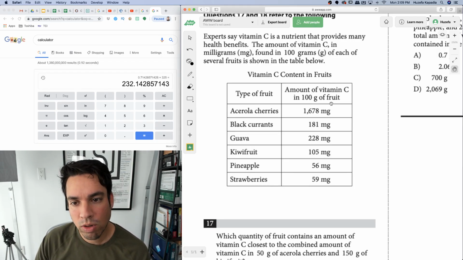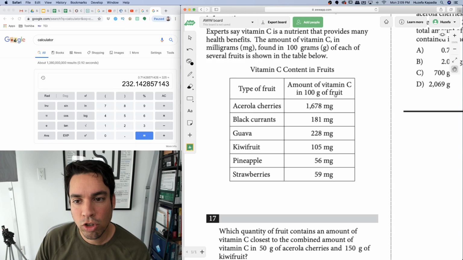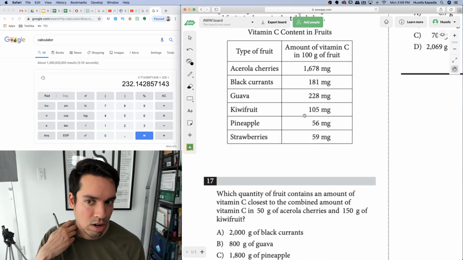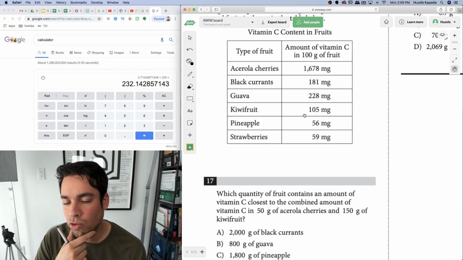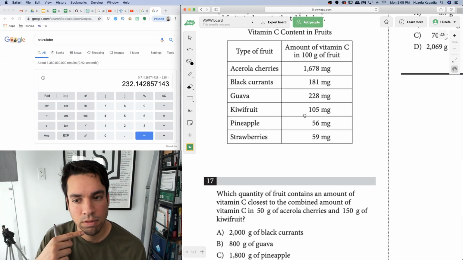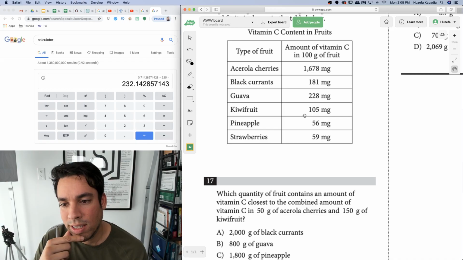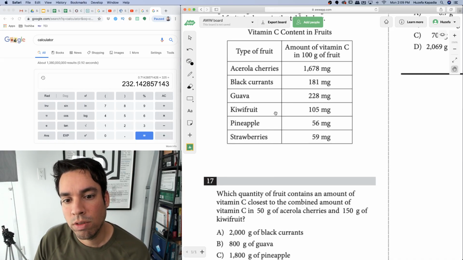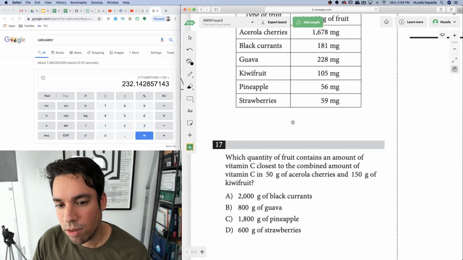Experts say vitamin C is a nutrient that provides healthy benefits. The amount of vitamin C in milligrams found in 100 grams of each of several fruits is shown in the table below. Amount of vitamin C in 100 grams of fruit. 1, 6, 7, 8. Yeah, great. So is that one that's true? I bet you this is true. I bet you guava's really good for you.